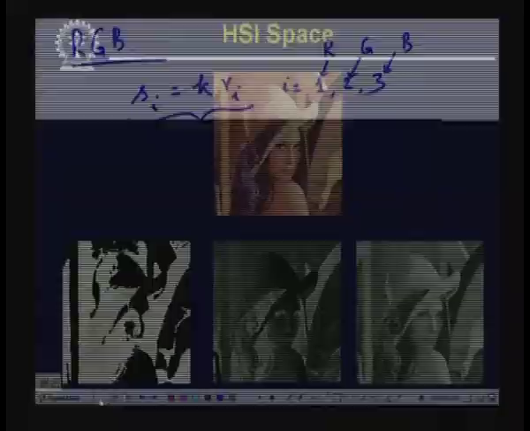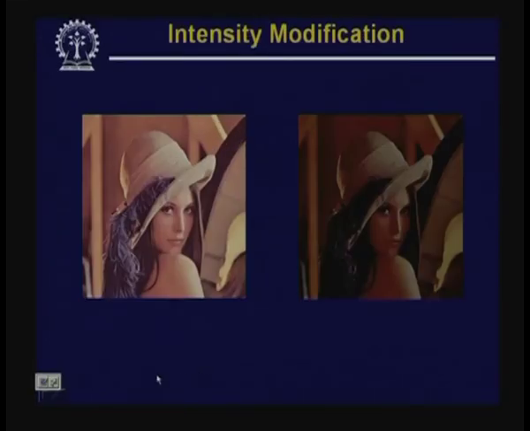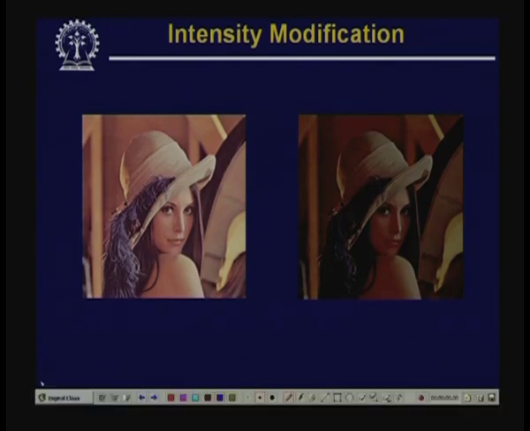Now, if I apply this kind of transformation, then the transformed image that we get is something like this. Here the operation has been done in the HSI space. On the left hand side we have the input image, and on the right hand side we have the intensity modified image. So, this is the image for which the intensity has been modified by a scale factor of around 0.5. You find that both the saturation and hue appear to be the same, but only the intensity value in this particular case has been changed.